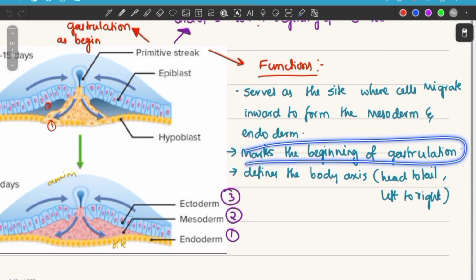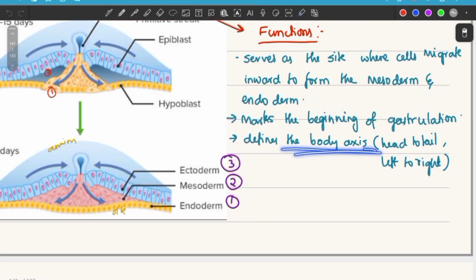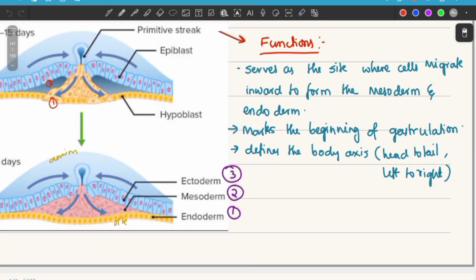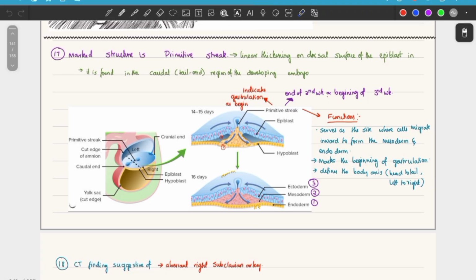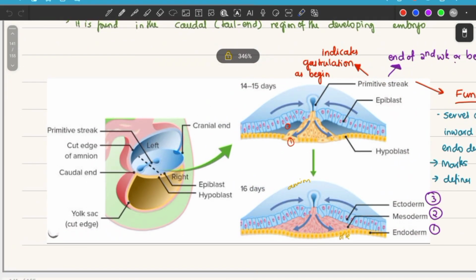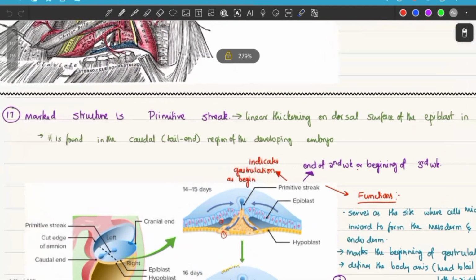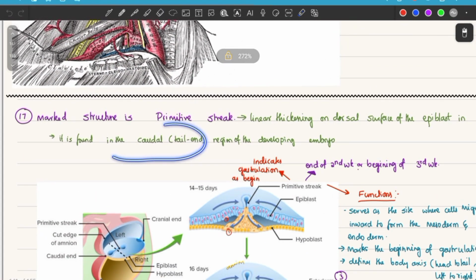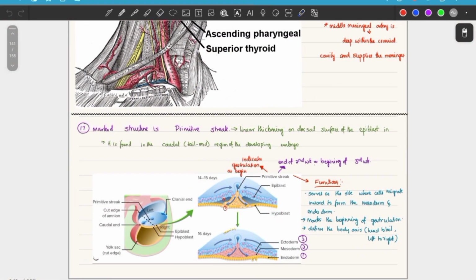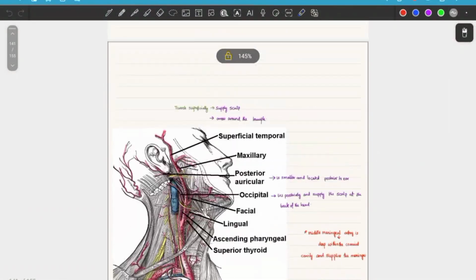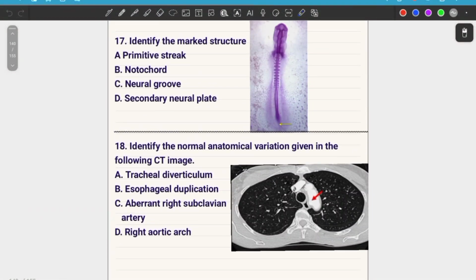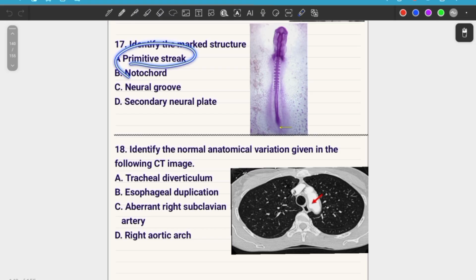Okay, it marks the beginning of gastrulation and it defines the head-body axis, that is head to tail, and also you can mark left to right. Okay, this is present in the caudal, that is the tail end region of the developing embryo. Okay, so hence this is a primitive streak.